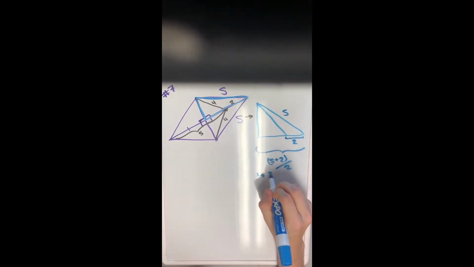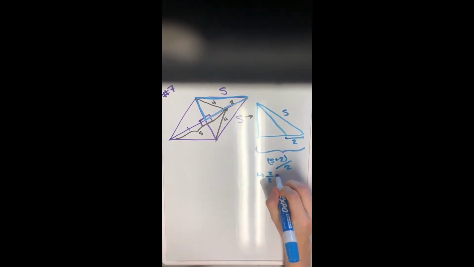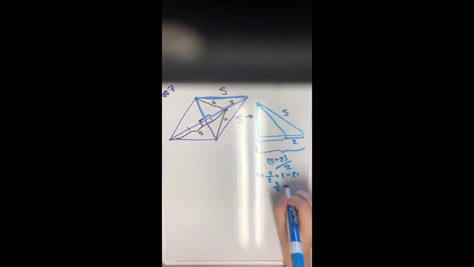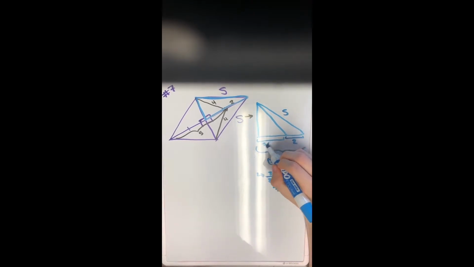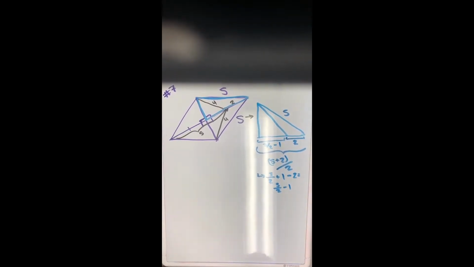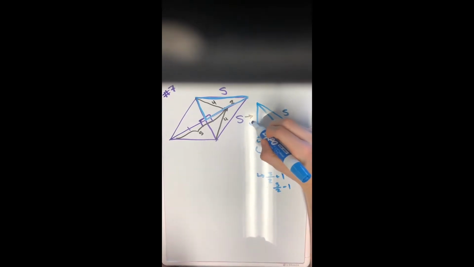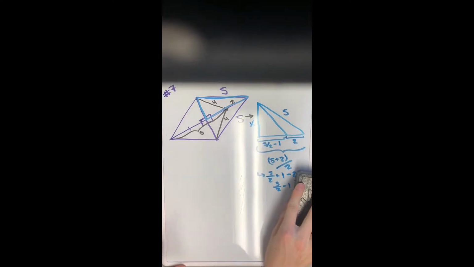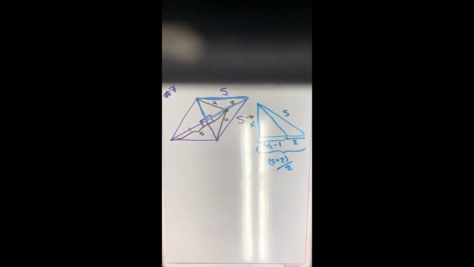And when you work this out, you get s over 2 plus 1. But we need to subtract the 2 to get this portion right here. So we do that, and we get s over 2 minus 1. So we know that this part of the triangle is s over 2 minus 1 because it's the total length minus the 2. And I decided to call this side length x. So now we have 2 different triangles that we can set up a Pythagorean theorem from.